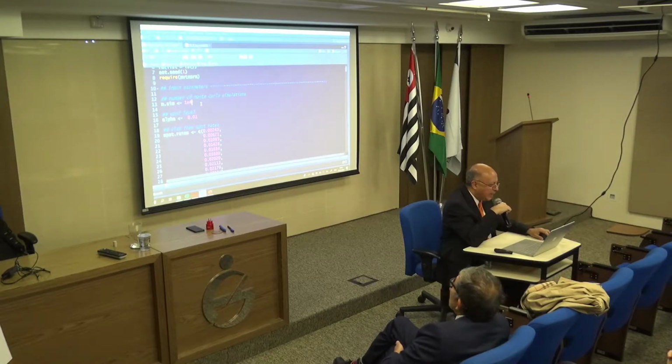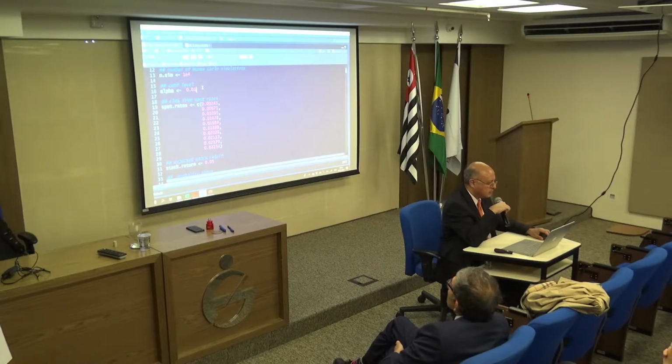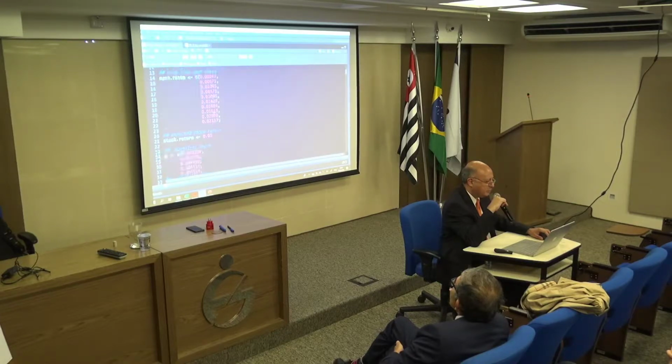I define a confidence level here. Instead of 99 it's 0.01, but it's here what I want. I think the metric that I want to calculate is the tail value at risk at 99%. Then I have my spot rates, and these are the same spot rates that I had in Excel. Then I have the stock return of 5%.